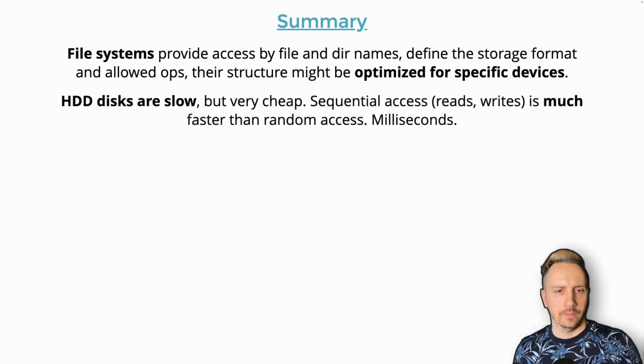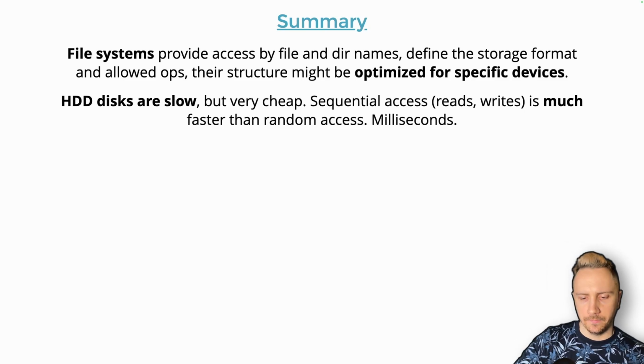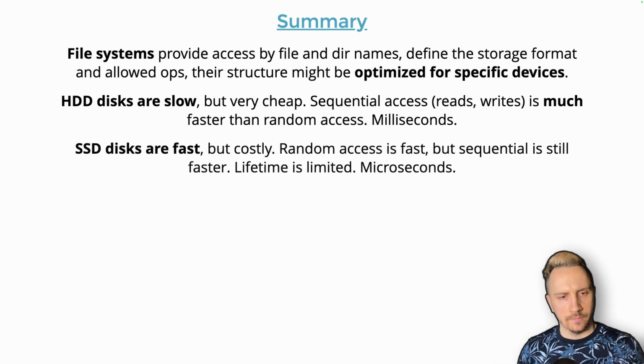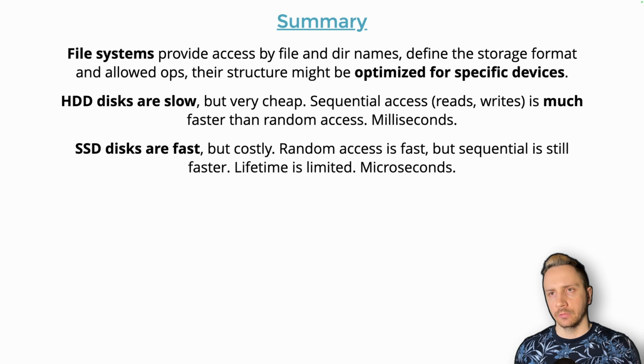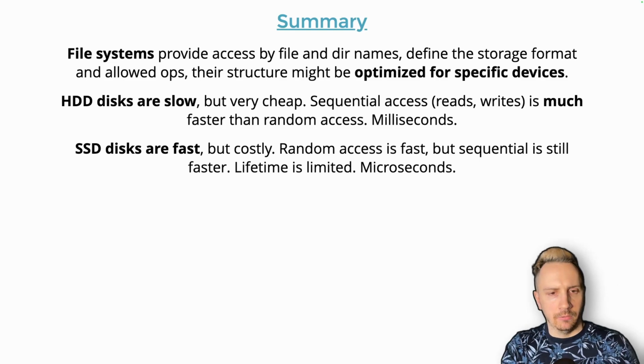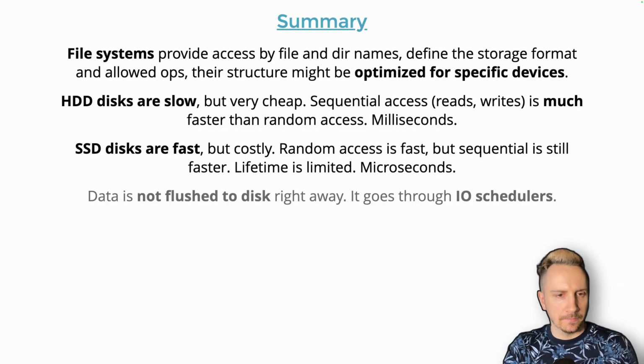HDD disks are generally very slow, but also very cheap, and sequential access is much faster than random access. It's going to be milliseconds for every physical travel to the disk and back. SSDs are going to be much faster but more expensive, and random access is fast, but sequential is still faster. Sequential access is faster for every device, even for main memory. Sequential access is always good. Try to optimize for it. And SSDs will give us latency of microseconds.